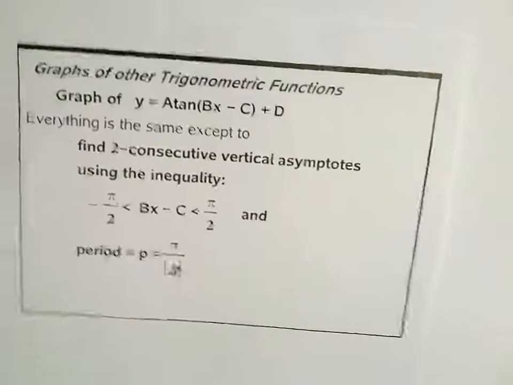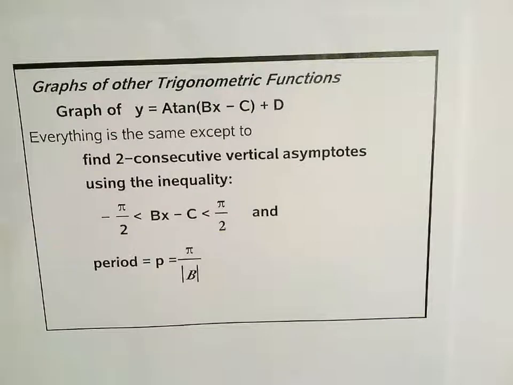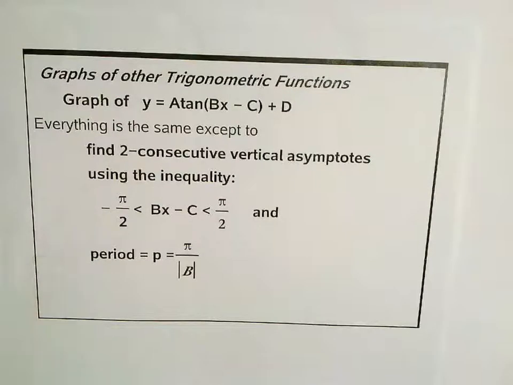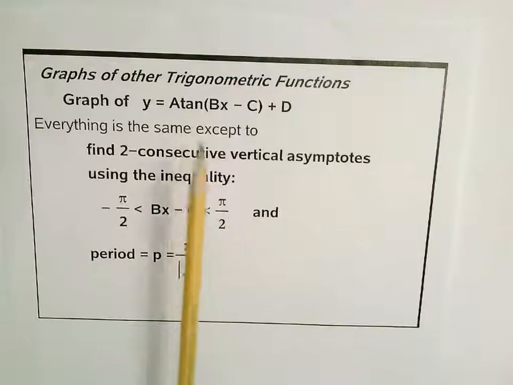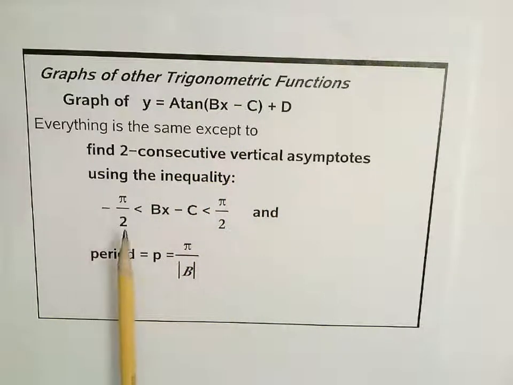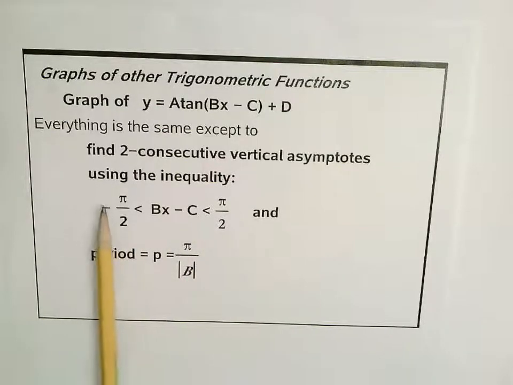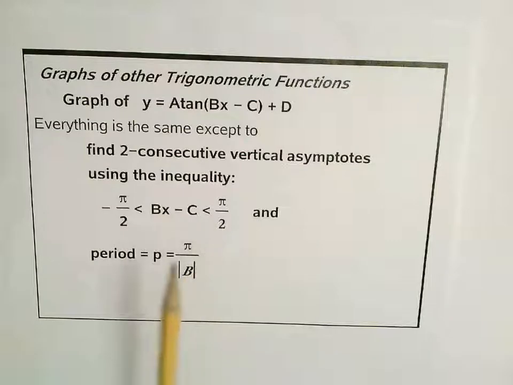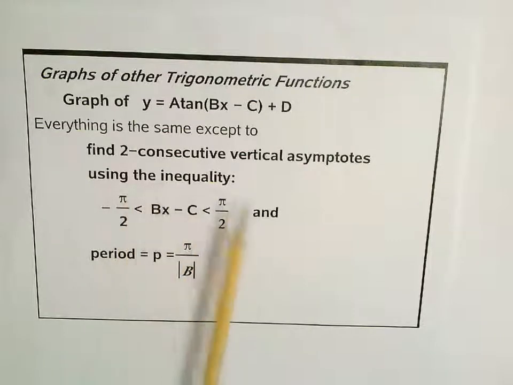We're also going to review our standard equation for the tangent function. Y equals A times tan of the quantity bx minus c plus d. We're going to solve this inequality. We use this inequality with these endpoints, negative pi over 2 and pi over 2, whenever we want to find 2 consecutive vertical asymptotes. So that's our purpose. And our formula for the period of the tangent curve is going to be pi divided by the absolute value of b.